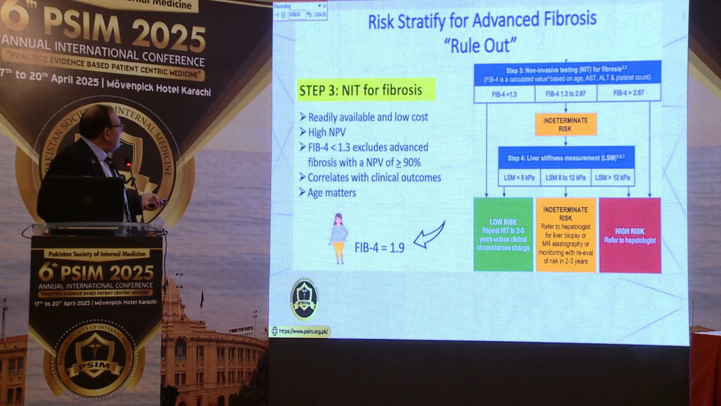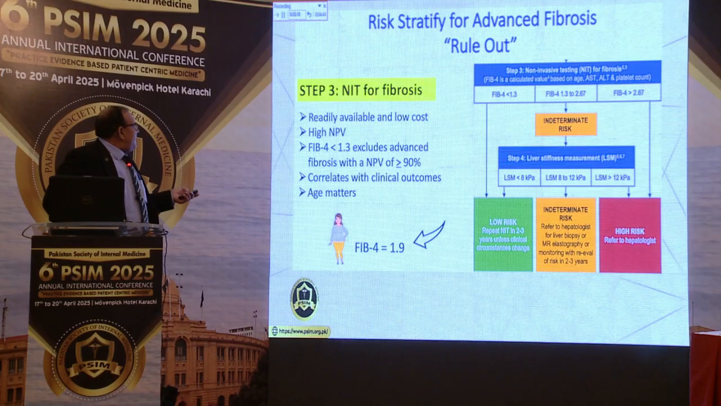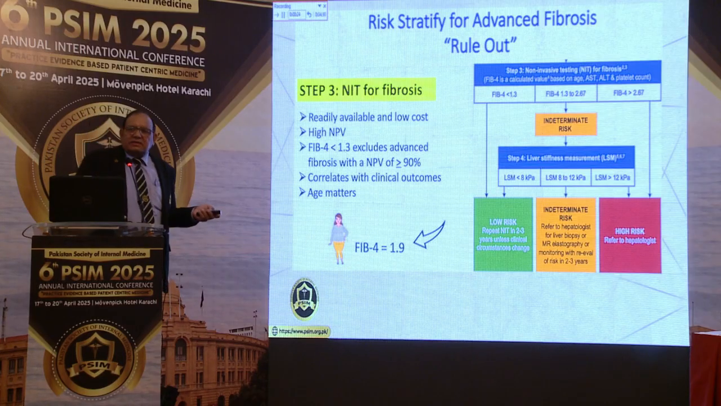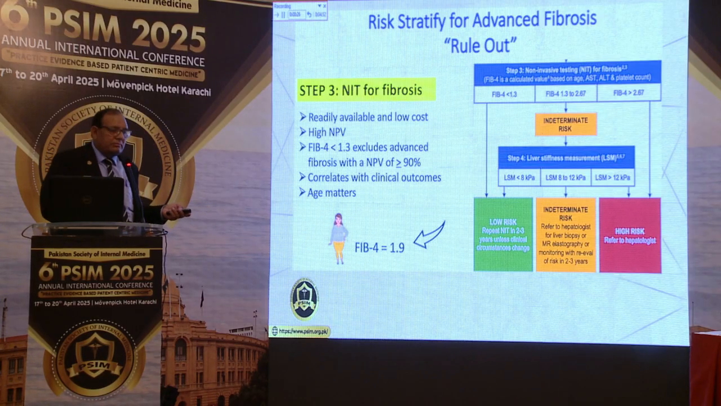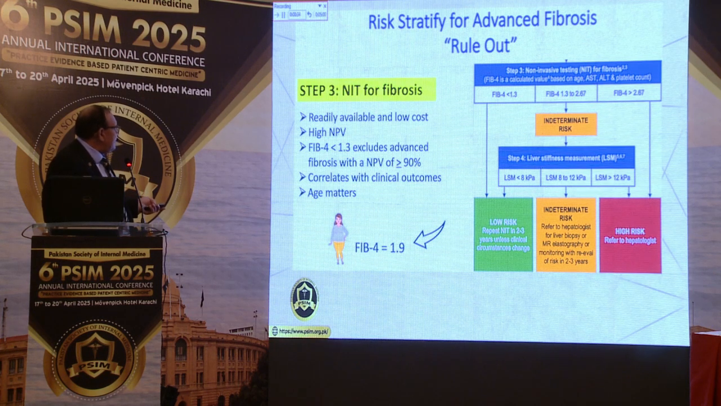And Renee, this is very readily available. FIB4 you can calculate anytime in the clinic, and it has a very high negative predictive value. It means that if it is normal or negative, then there is a very good chance that the patient doesn't have cirrhosis. FIB4 less than 1.3 excludes advanced fibrosis with a negative predictive value of more than 90%.